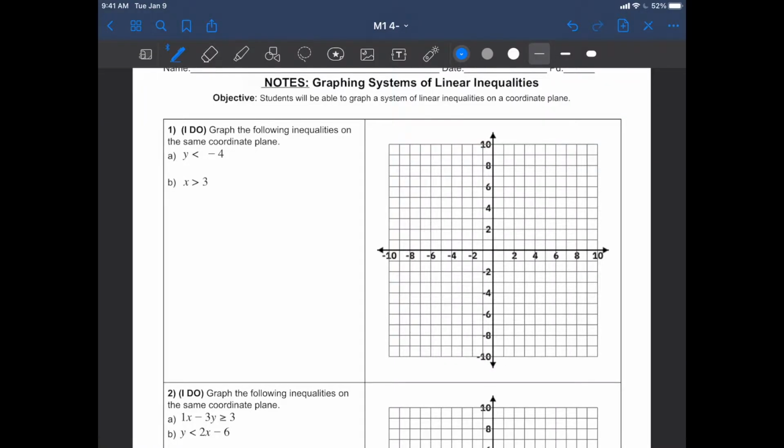Welcome to our notes on graphing systems of linear inequalities. Students will be able to graph a system of linear inequalities on a coordinate plane.